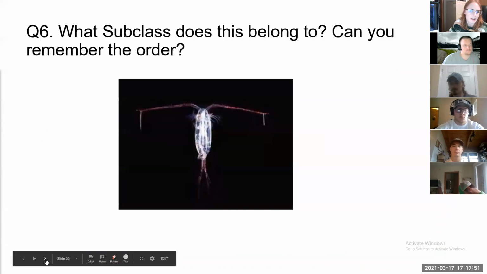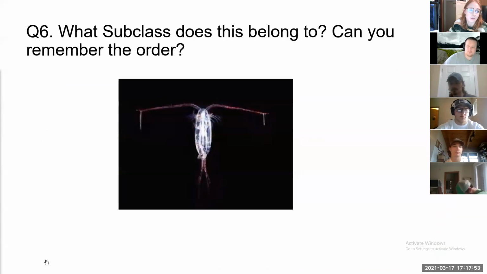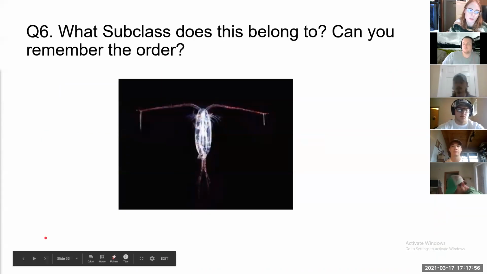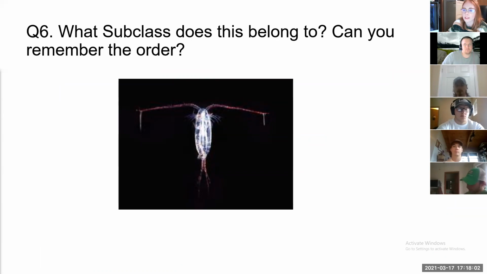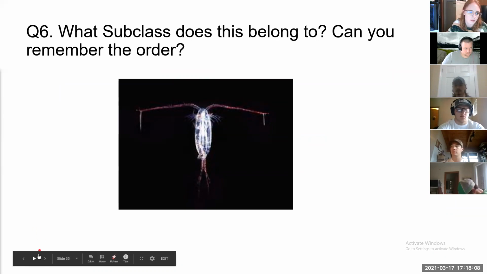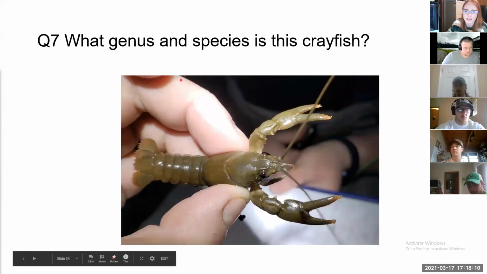Okay, and then we have, so what subclass does this belong to? So it is Copepoda. Cyclopidae is actually related to Diaphanosoma. So that's the class above Diaphanosoma. And then you have the last answer, which I kind of walked you guys through.